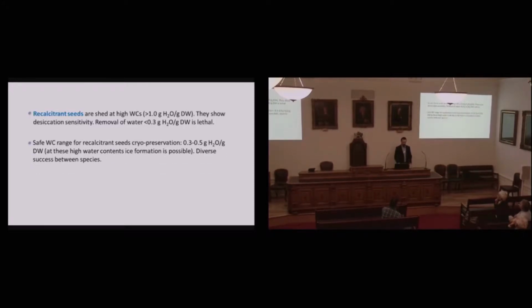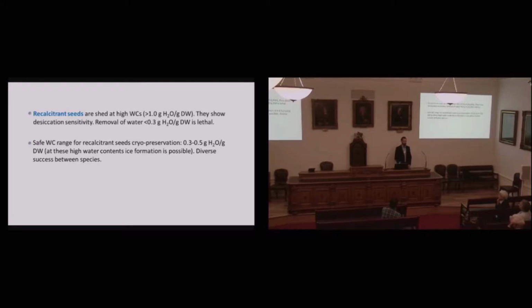But we can cryopreserve recalcitrant seeds. Different researchers during the last 25 years have been able to cryopreserve seeds at water contents between 0.3 and 0.5, and ice formation is still possible, but with fast cooling and different things, you can achieve some success. The problem is that the success is species dependent and explant dependent. You can also preserve shoot tips, as my colleague has presented. You can take the shoot tips from the plant and do the cryopreservation process.